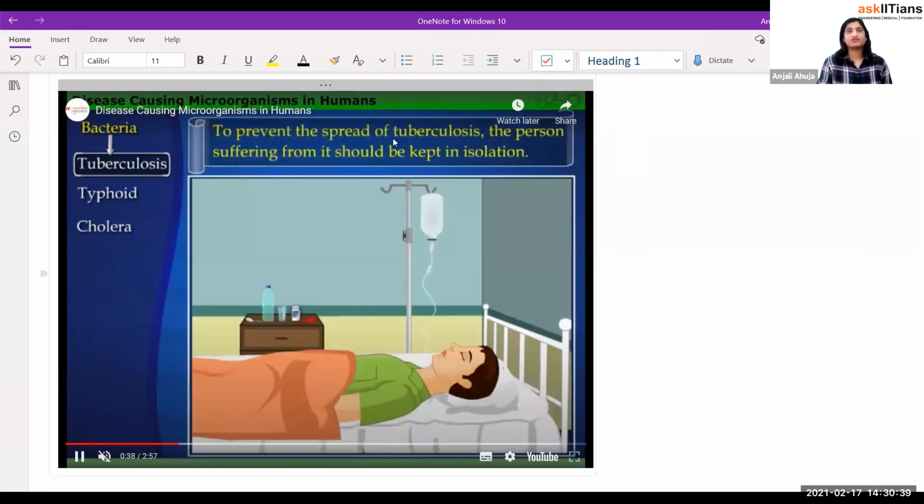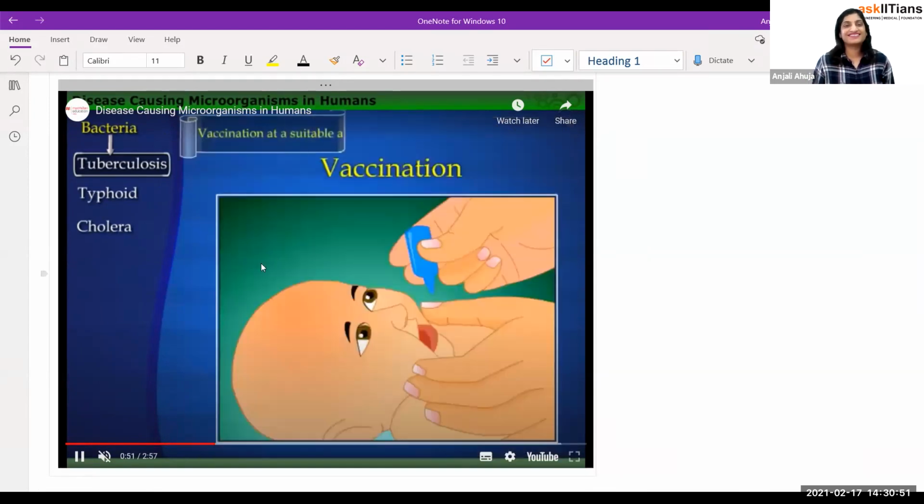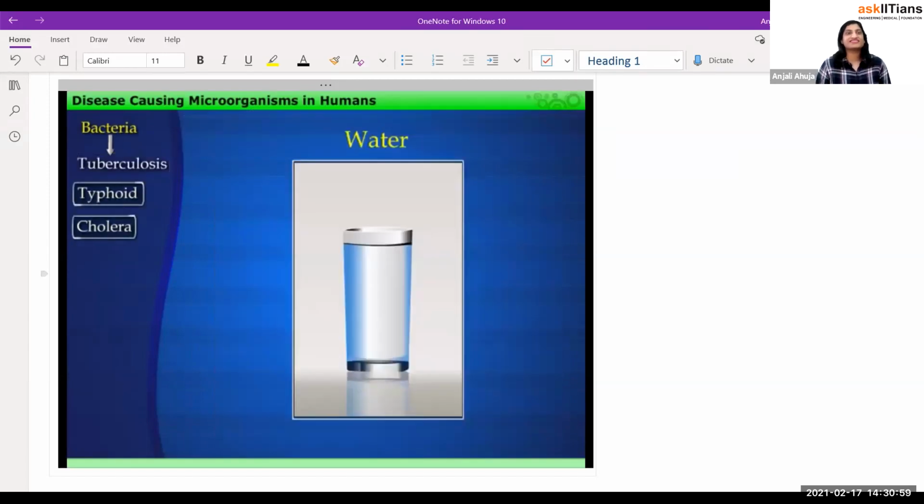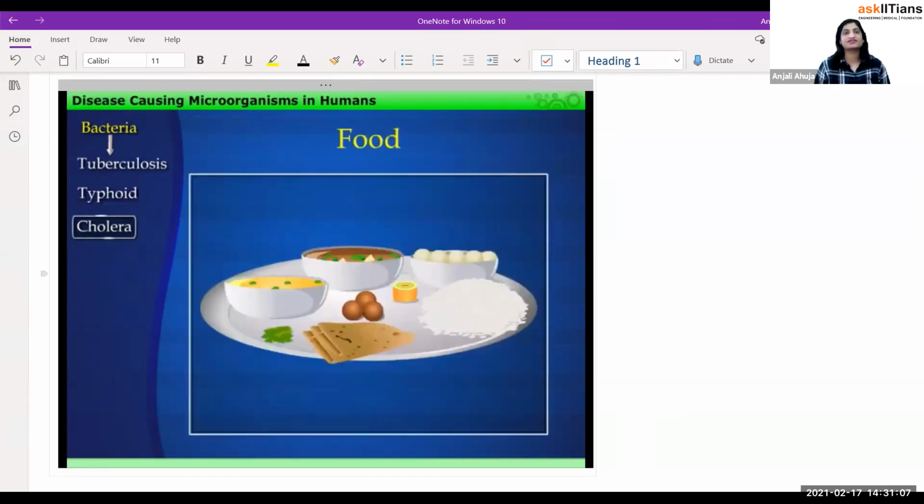To prevent the spread of tuberculosis, the person suffering from it should be kept in isolation. And the video might be talking about some medicine, water, dehydration might happen, so vaccination should be done. I don't have to speak anything. I have put this video on mute because all the written content is there. So typhoid and cholera are due to the water. We actually have a discussion on this now.